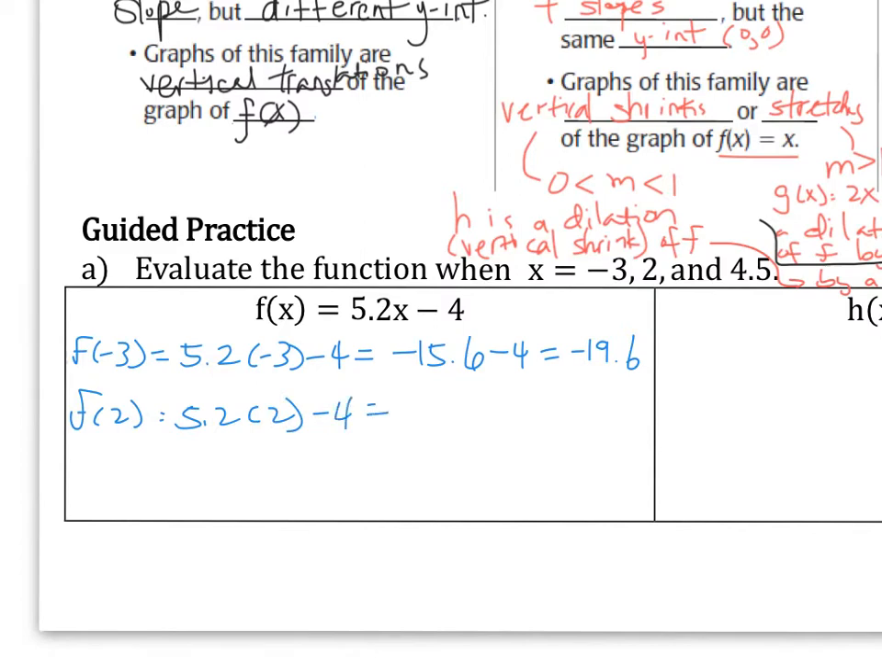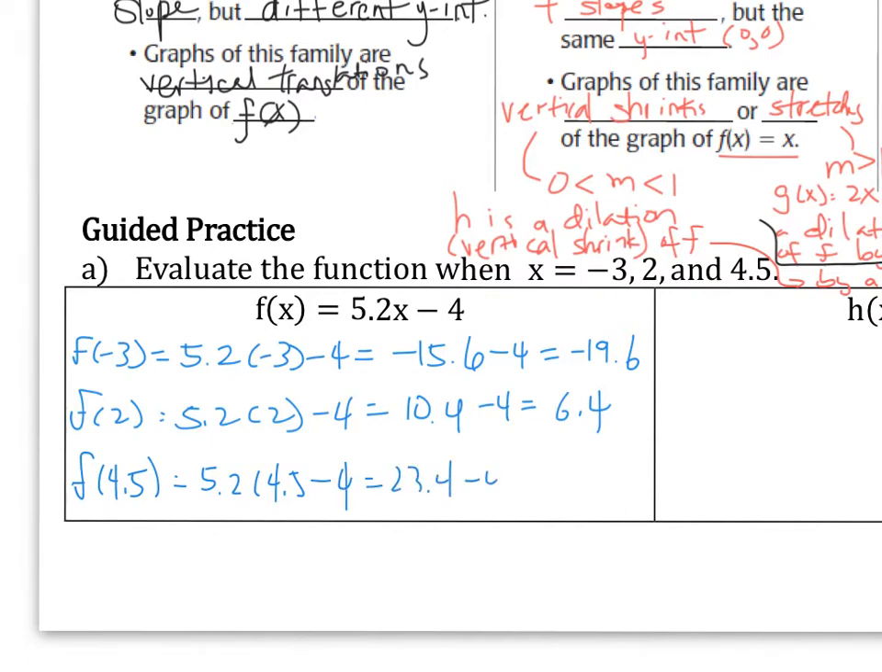And when x is 2, it's going to be 10.4 minus 4, and that's going to be 6.4. And when we substitute 4.5 in for x, we'll get 5.2 times 4.5 minus 4, and this would give me 23.4 minus 4, and this would be 19.4.